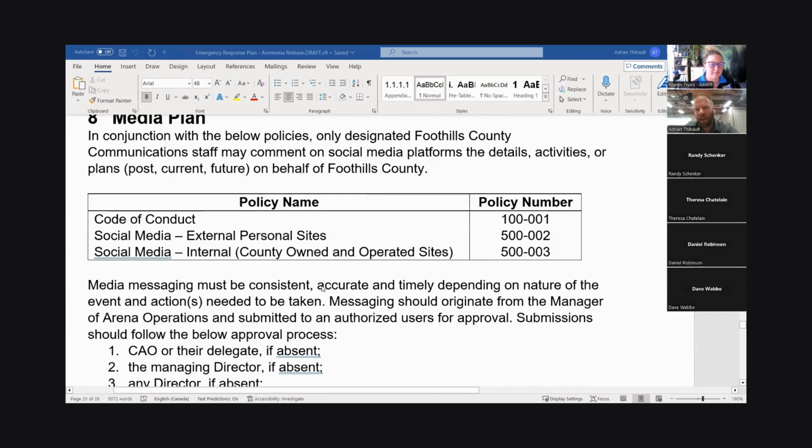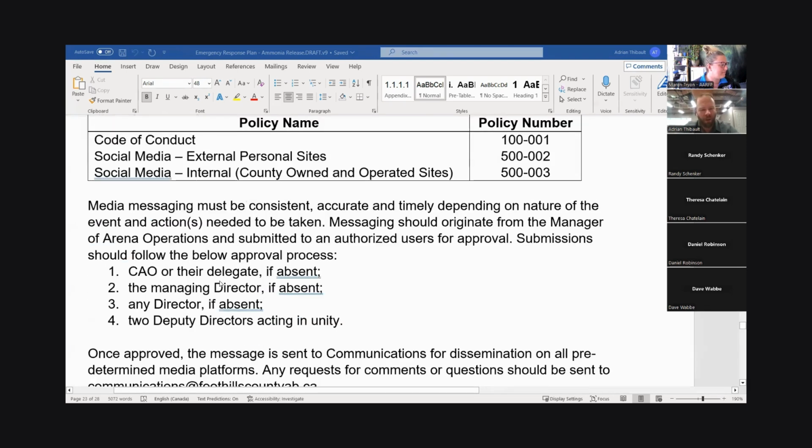We have a media plan. You don't want everyone talking to the media. There might be too much information, so you just button up and let the designated people talk to the media. These are our policies on that and who handles these situations.